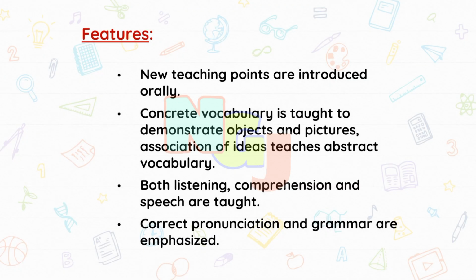Next, we can also say that the English language is taught using the oral approach. So, the teachers themselves speak in English. New teaching points are introduced only orally. Whatever concrete vocabulary is taught is shown through visual aids, that is, by showing objects and pictures, and the students are made to associate their ideas and thus arrive at abstract vocabulary. So the concrete vocabulary is taught first and then they arrive at the abstract vocabulary.